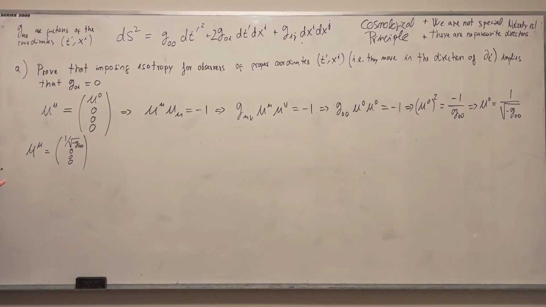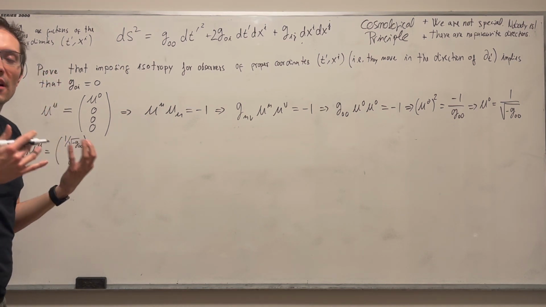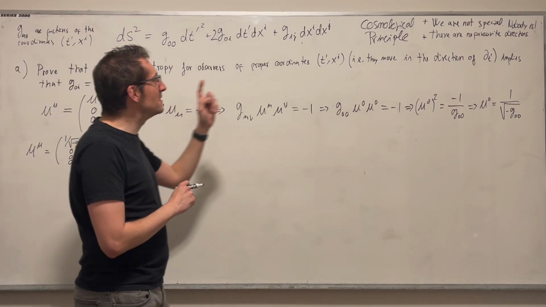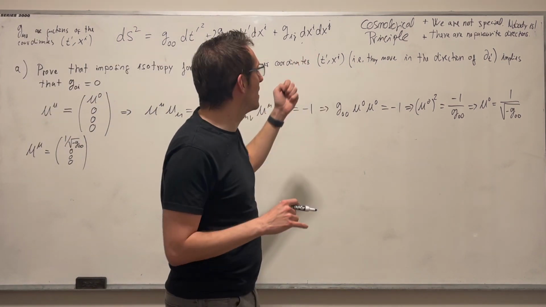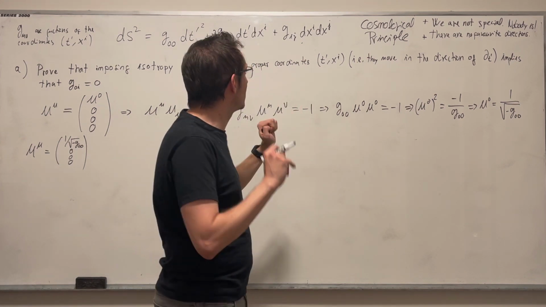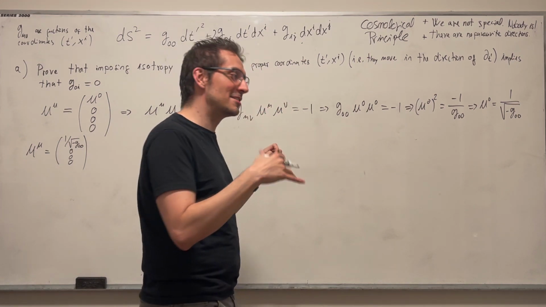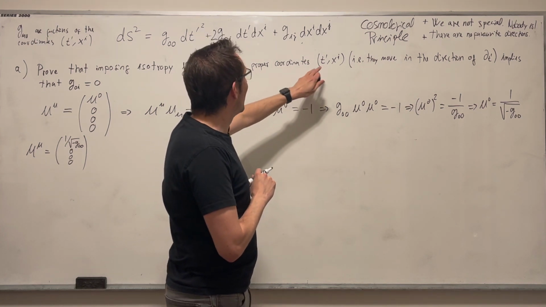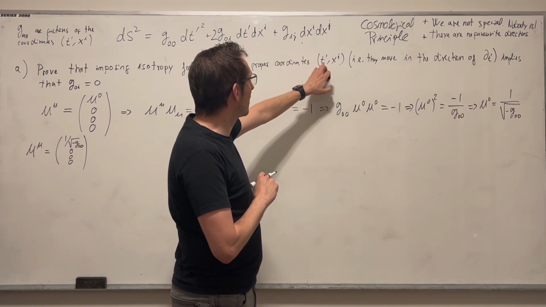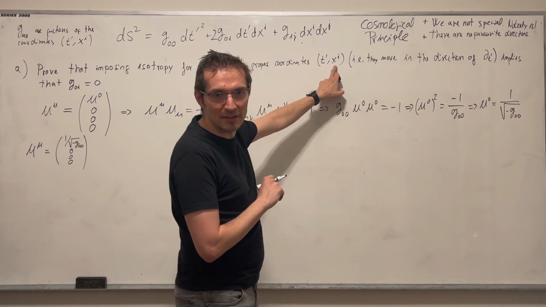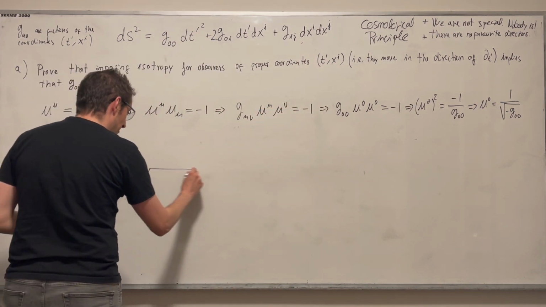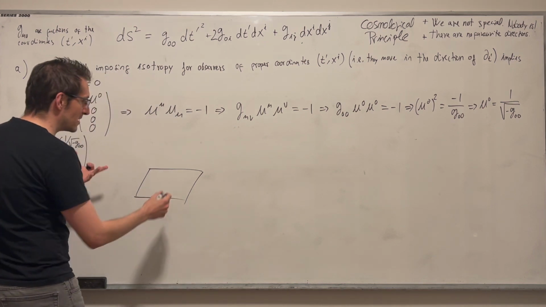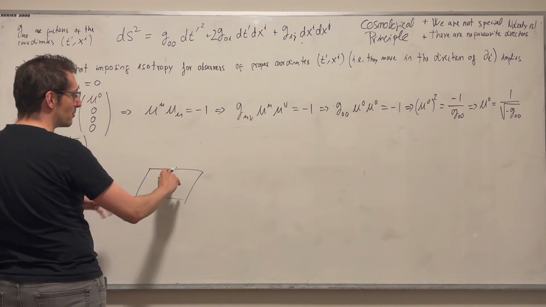All right, so now we need to prove that imposing isotropy on those observers implies that these components are 0. And here's the geometric argument that we're going to see. Imagine that I define the plane of simultaneity. It's related to the notion of foliation of spacetime, but let's not introduce things that are more advanced than what we're going to see. At constant t prime, there is a spatial surface. Let me call it Σ.